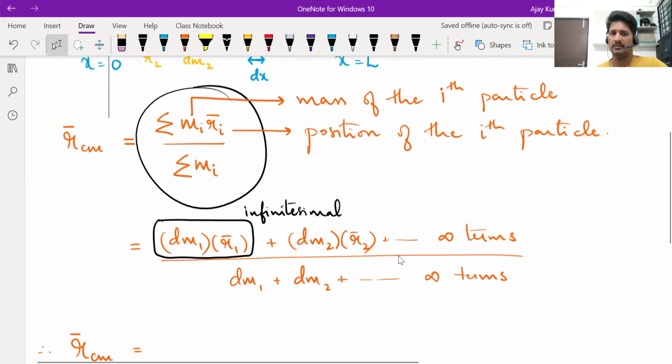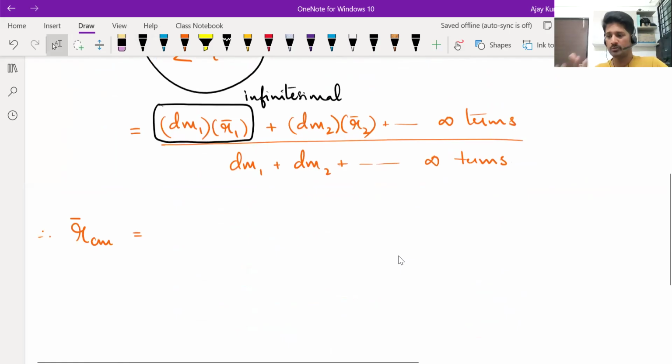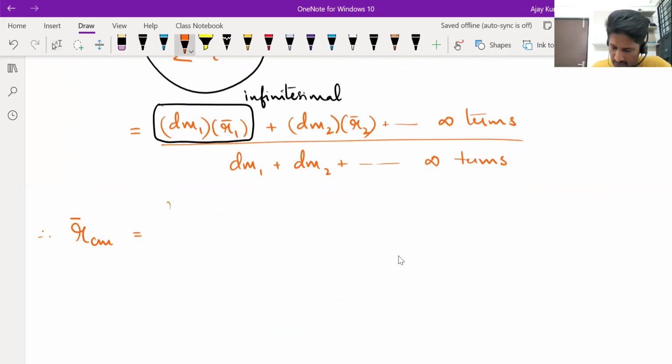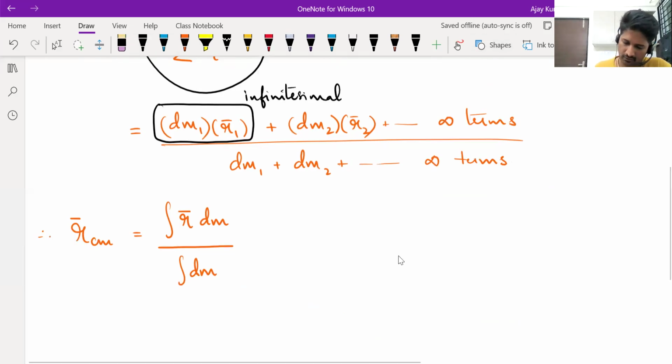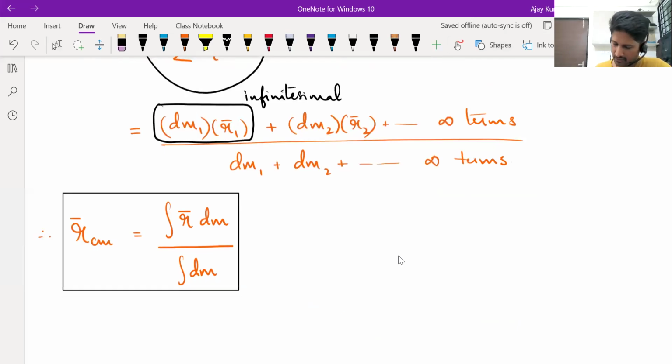Summation becomes integration. For a finite number of terms whose values you know, you can use the sigma symbol, summation. But there are an infinite number of terms, and each term is so small we don't even know how much it is. So we do an integral, and what should we integrate? r dm, the position vector multiplied with the small mass, integrated over the entire system and divided by what's in the denominator, the summation of the small masses, integral dm. So this is the formula for the position of center of mass of a continuous mass distribution.